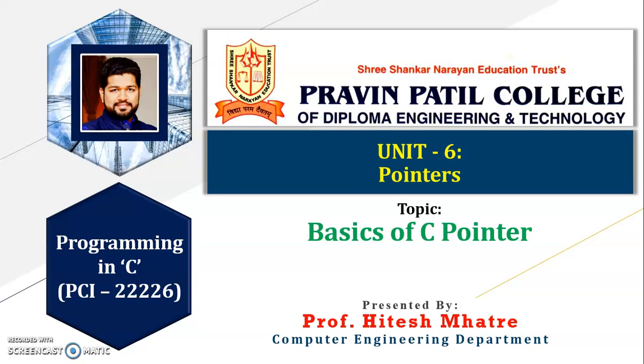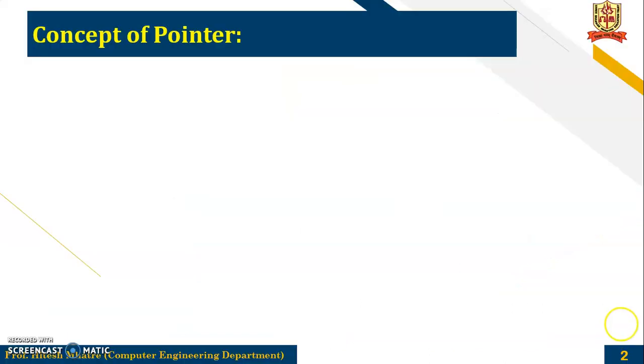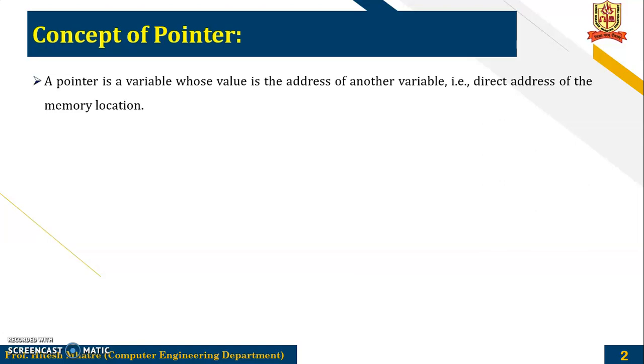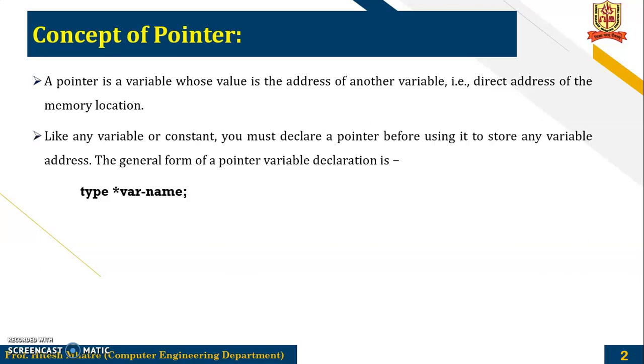Today we are going to learn about unit number 6, pointers, and the topic is basics of C pointers. So first we'll see the concept of pointer. A pointer is a variable whose value is the address of another variable, that is the direct address of the memory location. So pointer is used to store the address of another variable.